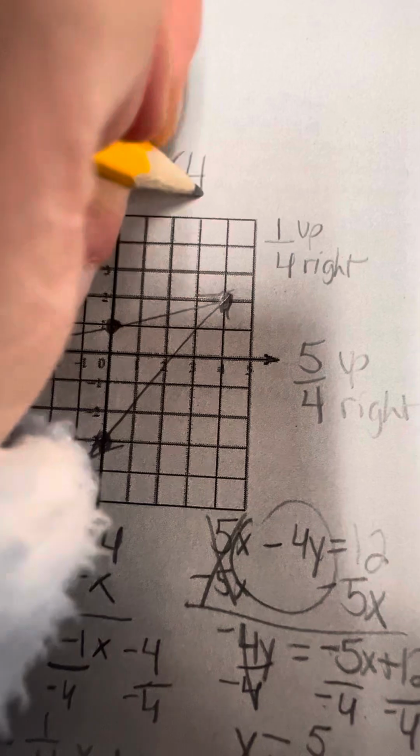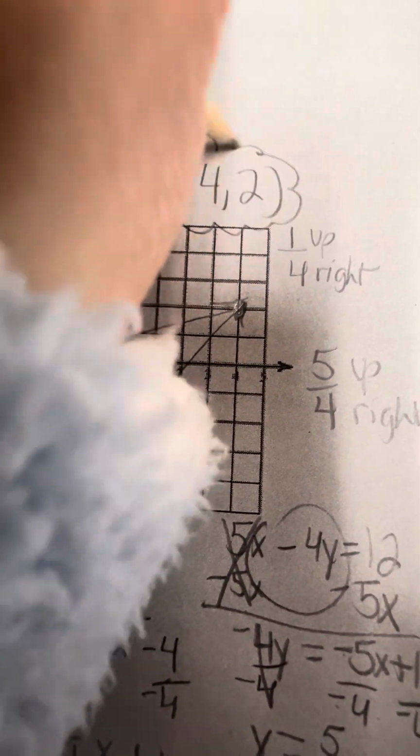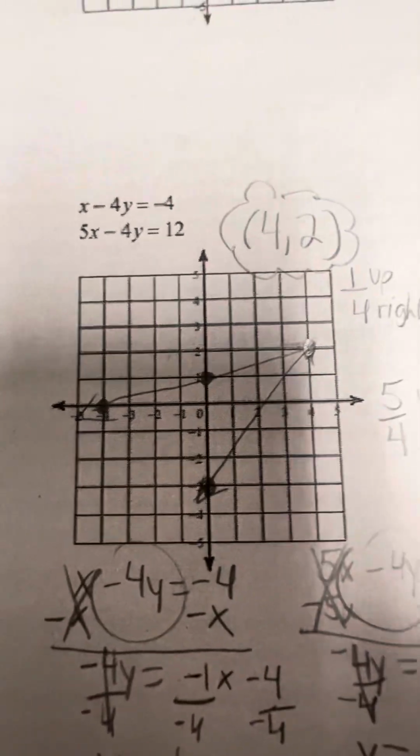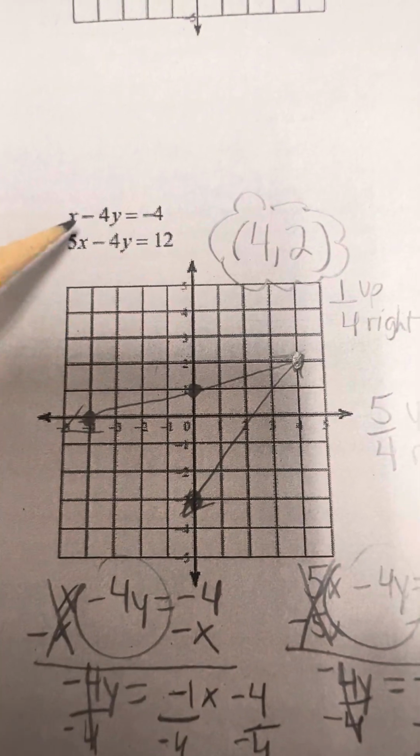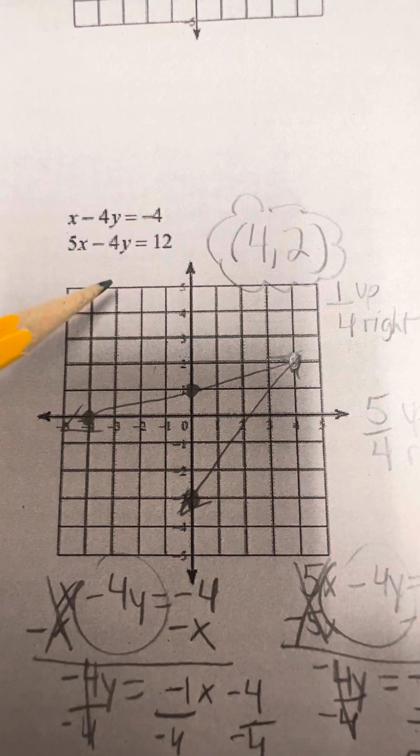So 4, positive 2 is my answer, and that is where they intersect, and that's where the x and y coordinates, when plugged into each of these equations, will make your statements true statements algebraically.